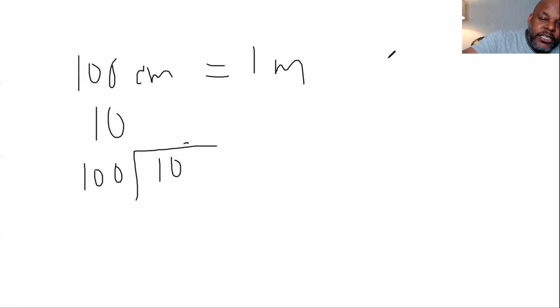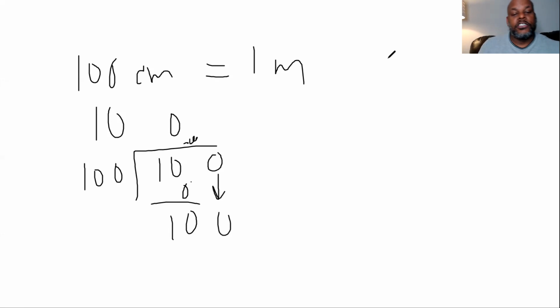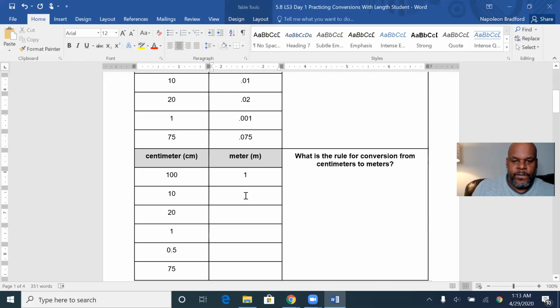So can 100 go into 10? No. Put the decimal there, put the 0 there, bring it down. Can 100 go into 100? Yes, one time. So the answer is 1/10. 1/10.